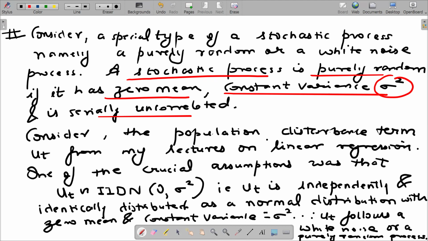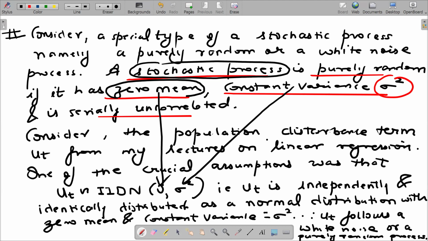Why? Because it has a zero mean, it has a constant variance equal to sigma square. And we had just learned that any stochastic process is said to be a purely random or a white noise process if it has a zero mean and a constant variance. From our assumptions from the linear regression module, UT is independent and identically distributed following a normal distribution with mean zero and variance sigma square, so it is a purely random or a white noise process.